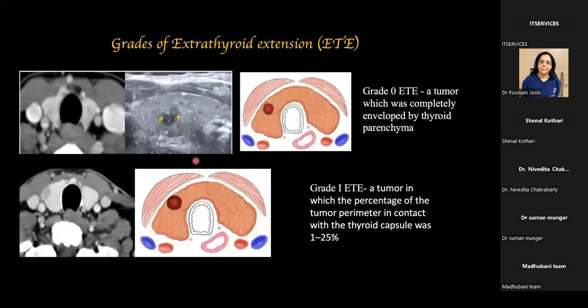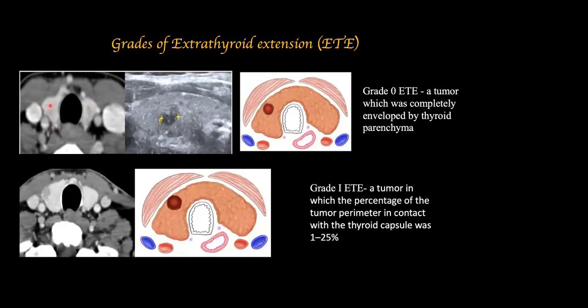Now, let's look at the grades of extrathyroid extension. So here we see a nodule which is completely surrounded by the thyroid parenchyma. This is a CT image. So this is how a thyroid gland looks on a CT: right lobe, left lobe. This is the isthmus. You can see the tiny nodule is not visualized on CT scan. So you can miss multiple tiny nodules on CT scan. And as I told you, CT is not the modality to characterize a nodule. It is used for visualizing the invasion into the surrounding structures.